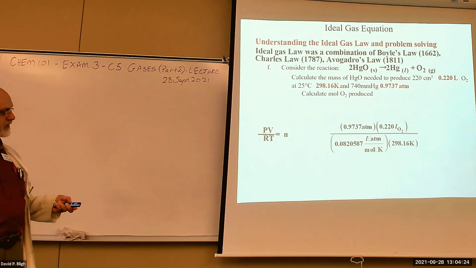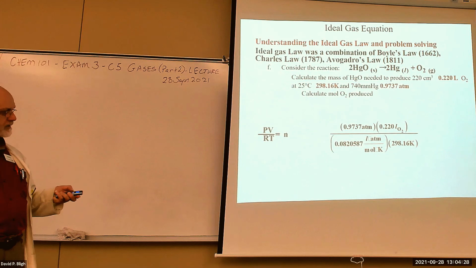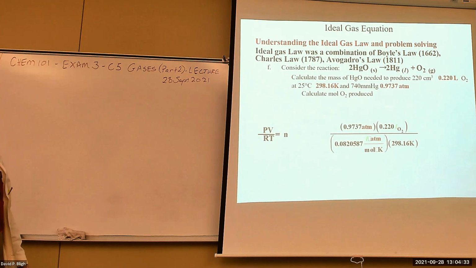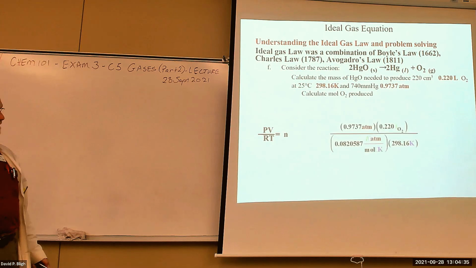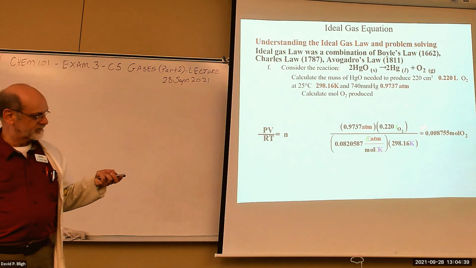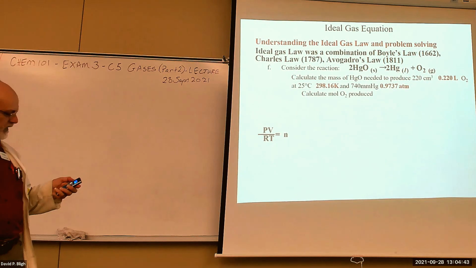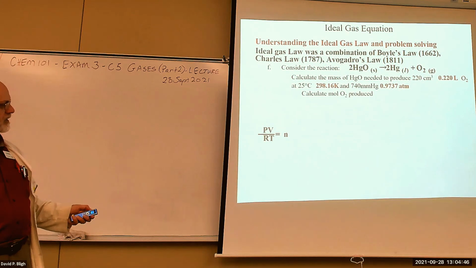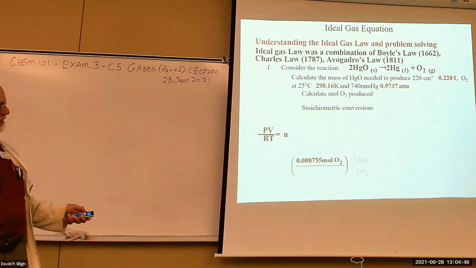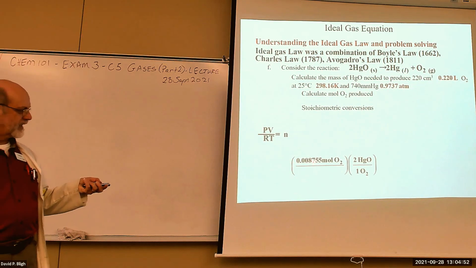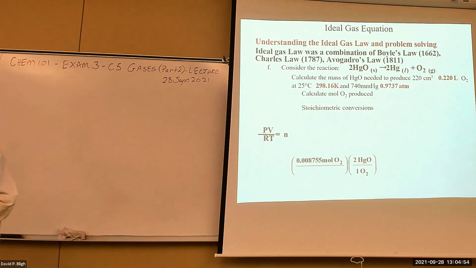So we plugged in the values: pressure, volume, R, temperature. It turns out, after we cancel units, there we go. We have a small number of moles. 8.755 times 10 to the minus 3 moles of oxygen.